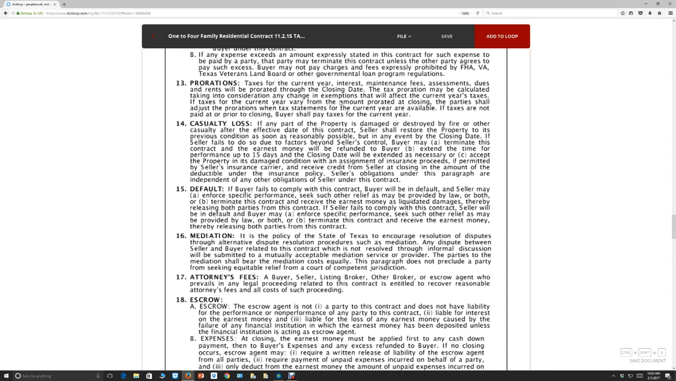Prorations, taxes, and homeowners' dues will be prorated at closing to the exact day that the seller owns and the buyer owns.